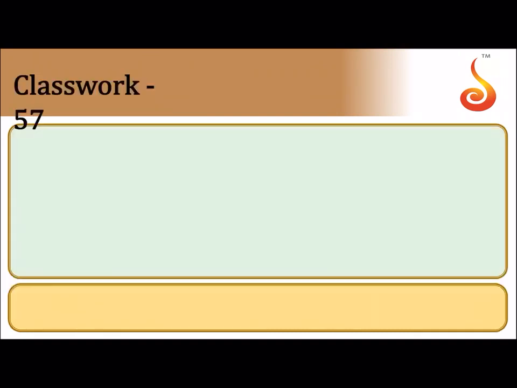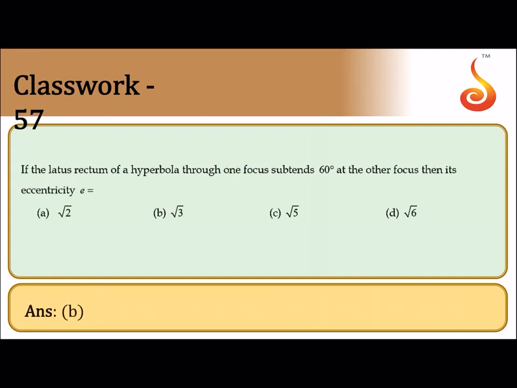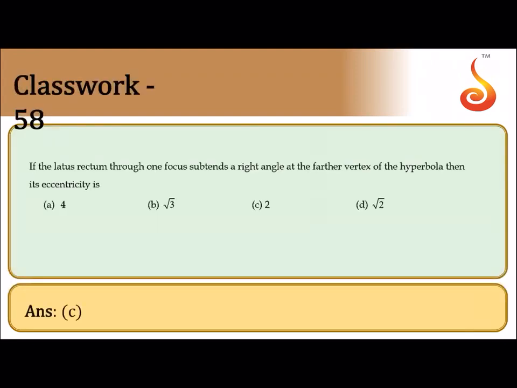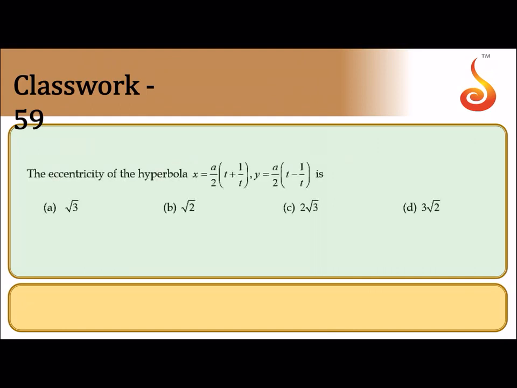So this distance is b square by a. The distance between the foci is 2ae. The angle is 60 in total, therefore half is 30 degrees. Option B, root 3 will come. 58. The latus rectum through one focus subtends a right angle at the further vertex. Same type of problem, you can do it on your own. So option C, 2 will come.